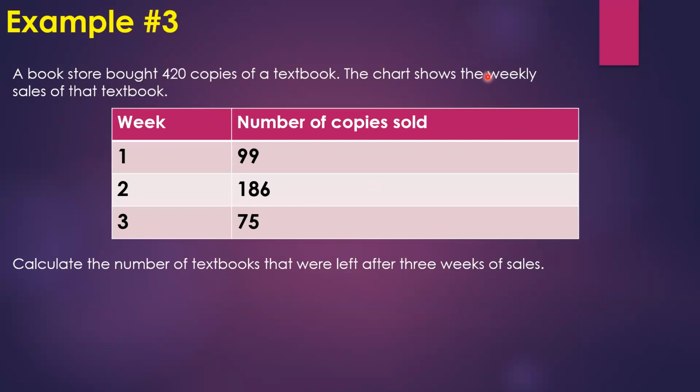Amajani, read this for me, please. Example number three. By the way, please do this and put your answers inside the chat. Also write this down, please. A bookstore bought 420 copies of a textbook. The chart shows the weekly sales of that textbook. What are the weekly sales? Week one sold 99 copies, week two sold 186 copies, and week three sold 75 copies. Very good. So we need to calculate the number of copies that were left, right?